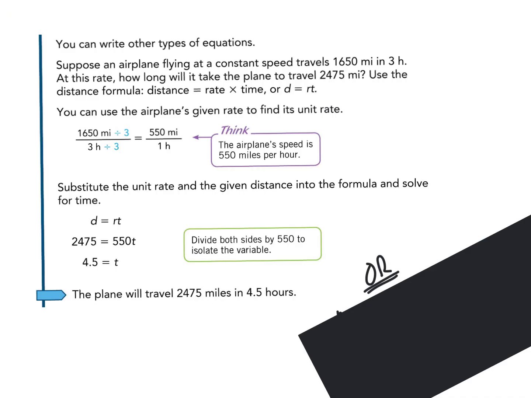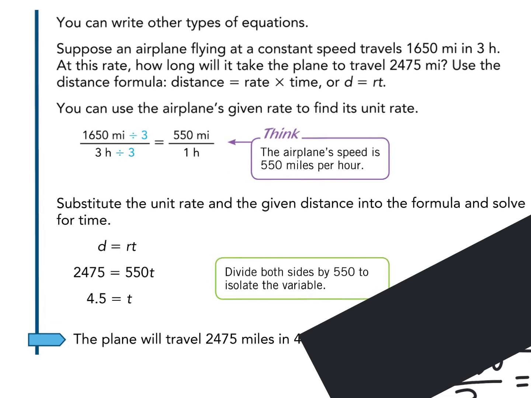Another example, suppose an airplane is flying at a constant speed and it travels 1,650 miles in 3 hours. At this rate, how long will it take it to travel 2,475 miles? They mention using the distance formula, distance equals rate times time, or D equals RT. You can use this formula or this equation if you want to. You don't have to necessarily.